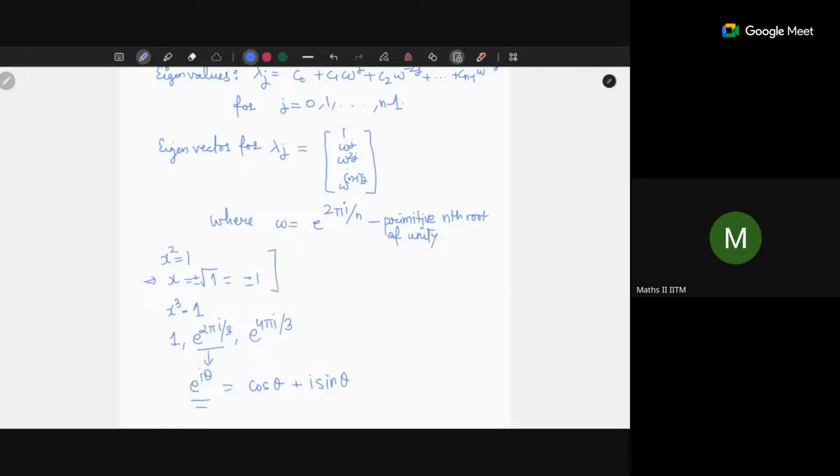This simply means that you have a unit circle. What is a unit circle? A circle of radius 1 in the complex plane. So you have a circle in the complex plane C. This is the origin, and you have a circle like this.